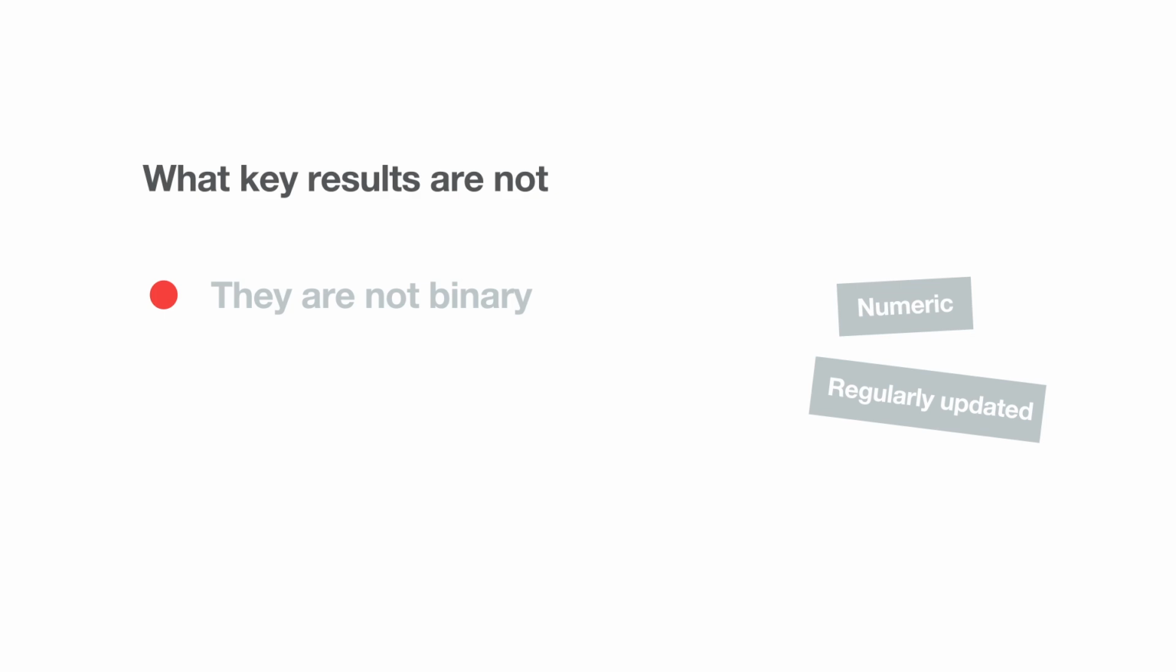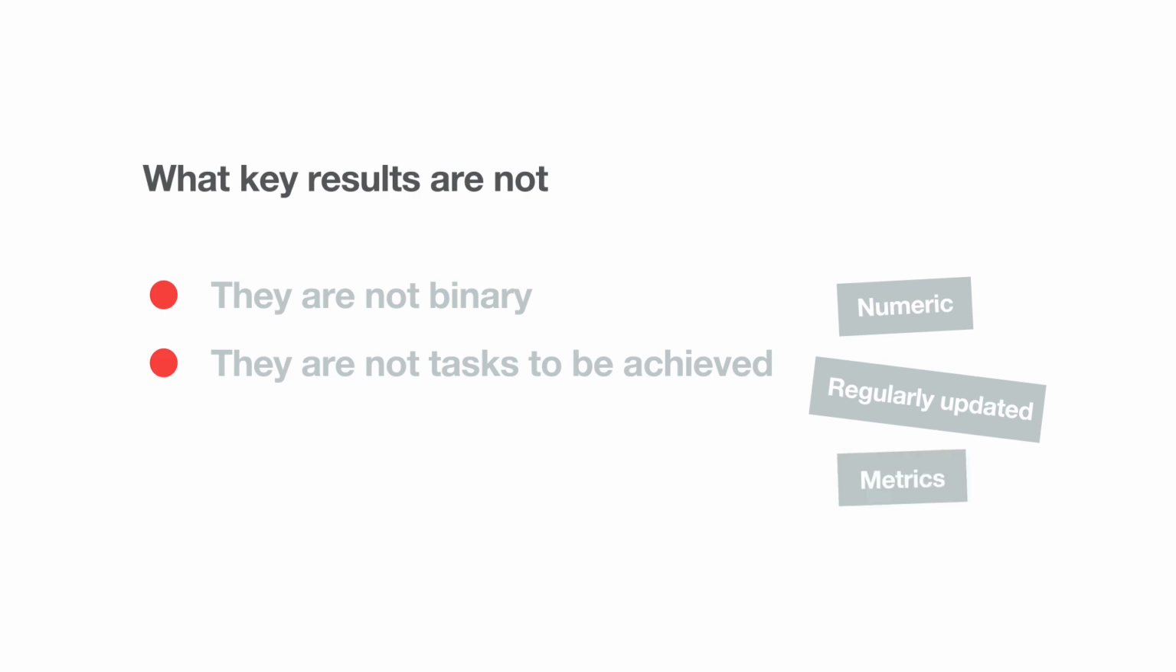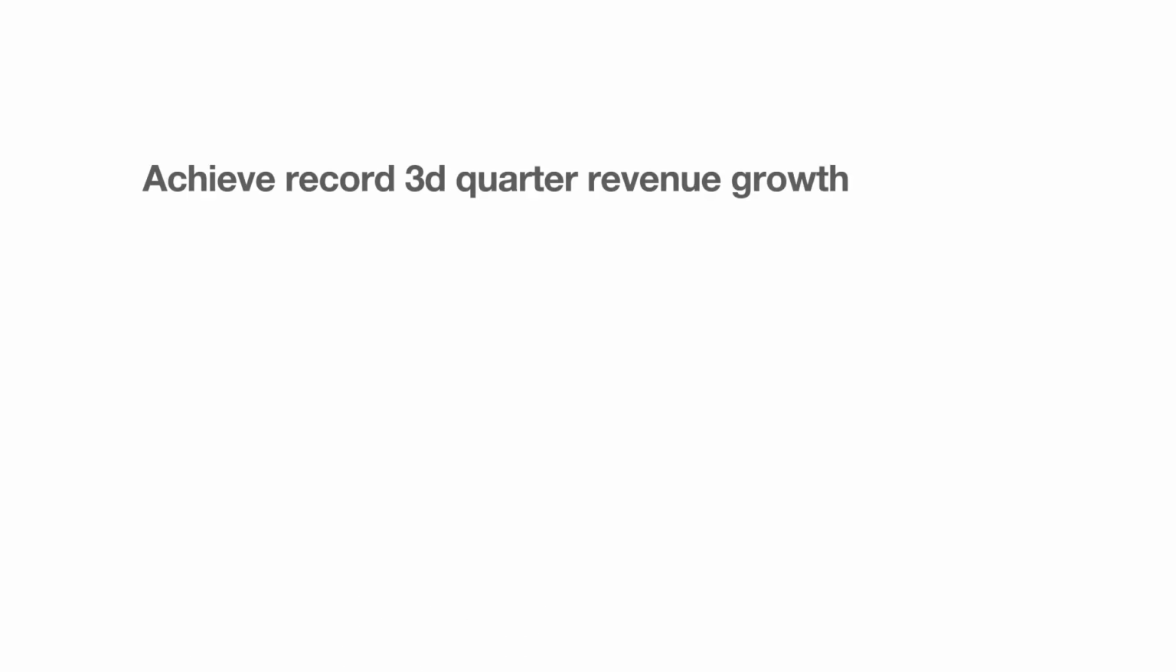Which moves us to our next point. They're not tasks to be achieved. While of course tasks and projects are important in supporting your objective, key results are metrics and should be treated as such.